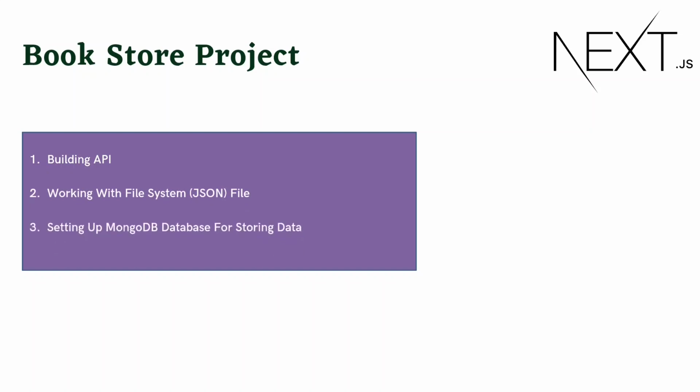So now in this project, we will create a bookstore project. And what is that bookstore project? First we will build an API of the bookstore, and then we will create a dummy JSON file, and then we will work with the dummy JSON file with the file system. And after that, when the project is completed, we will remove the file system from there. Then we will set up the MongoDB connection, store everything inside the MongoDB database, and then we will remove the file system JSON from there.